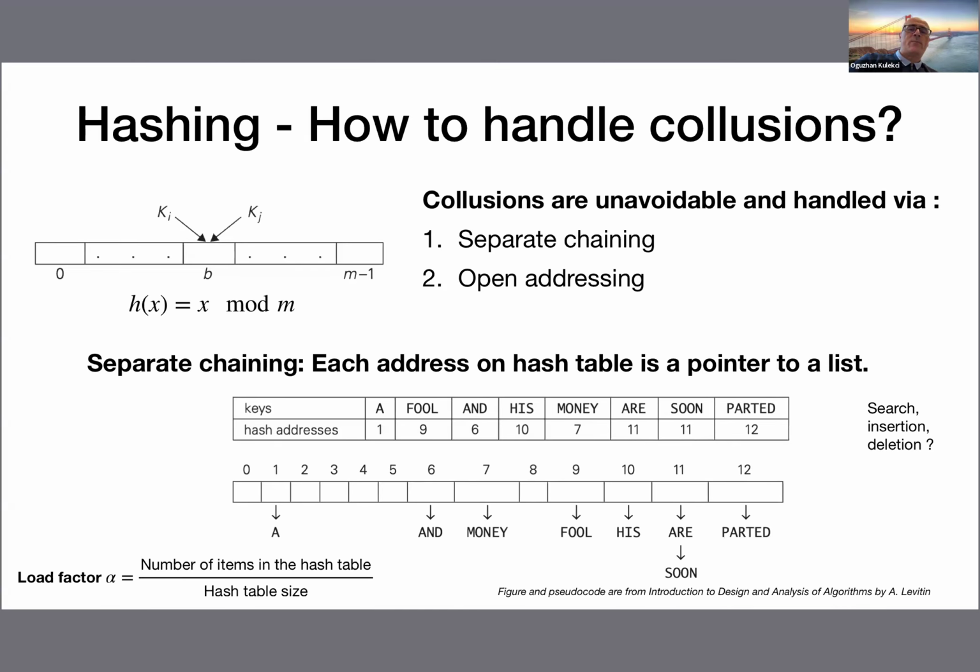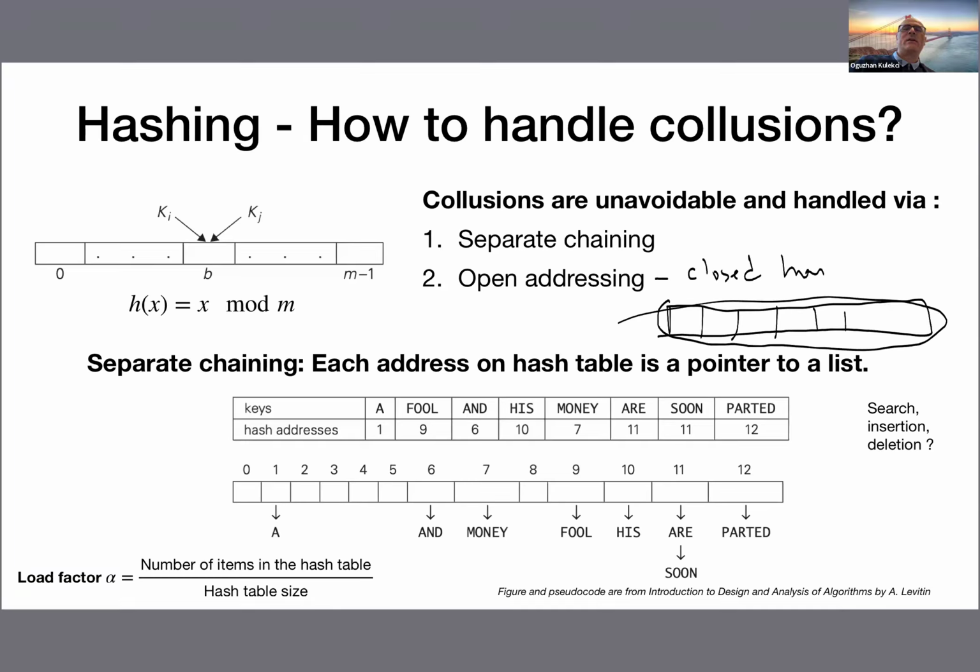The second option to handle the collisions is called open addressing. In this case, I have a closed hash table. Closed hash table means the values are stored in this hash table, and it is fixed. This hash table size is fixed. It cannot be enlarged without rehashing.